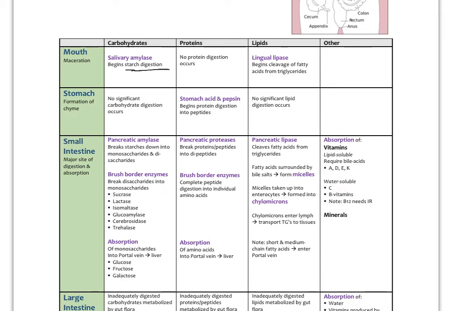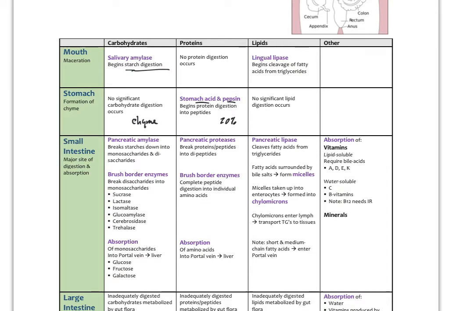In the stomach, there's no significant carbohydrate digestion. The food is macerated into a big ball, and that is mixed with the digestive juices and becomes chyme, remember. So chyme is essentially what your bolus of food becomes as it exits the stomach into the small intestine. In the stomach, of course, about 20% of our peptide digestion occurs via the action of stomach acid and pepsin. And with lipids, no significant lipid digestion there.